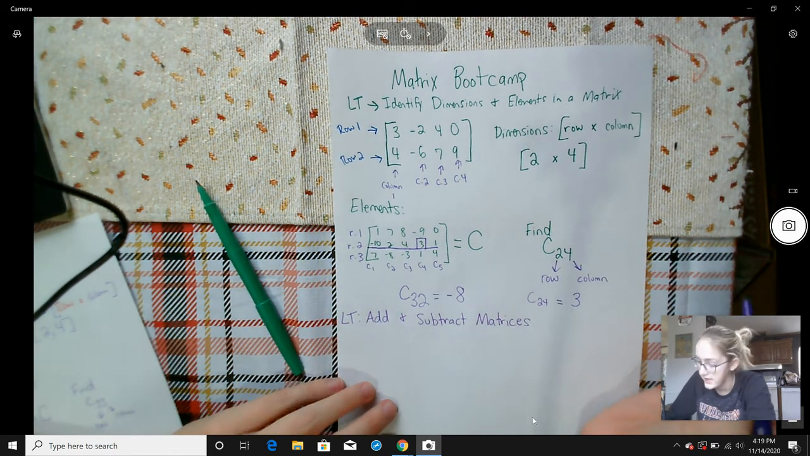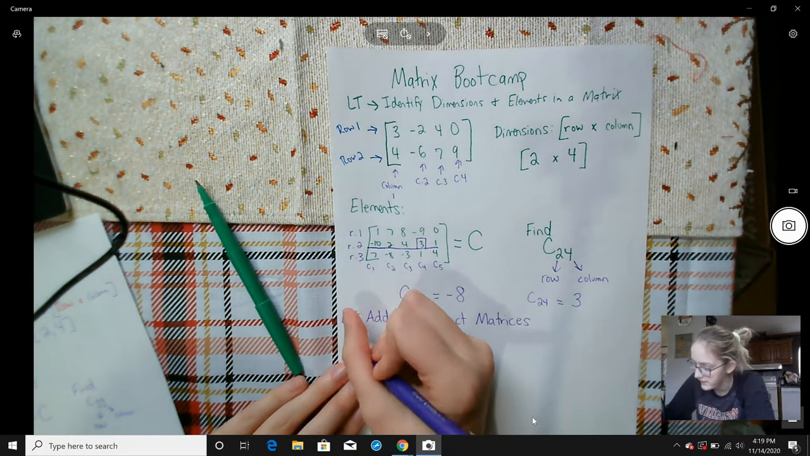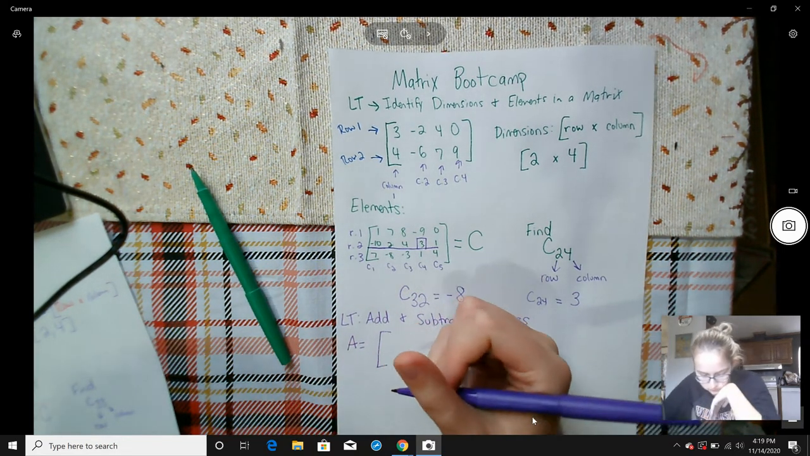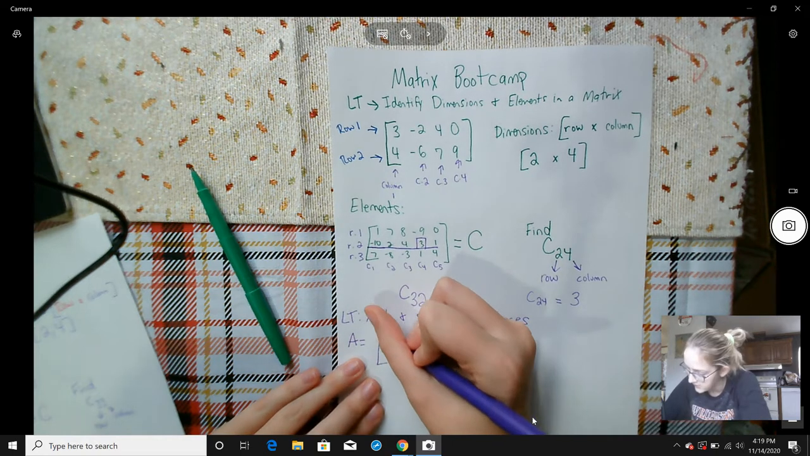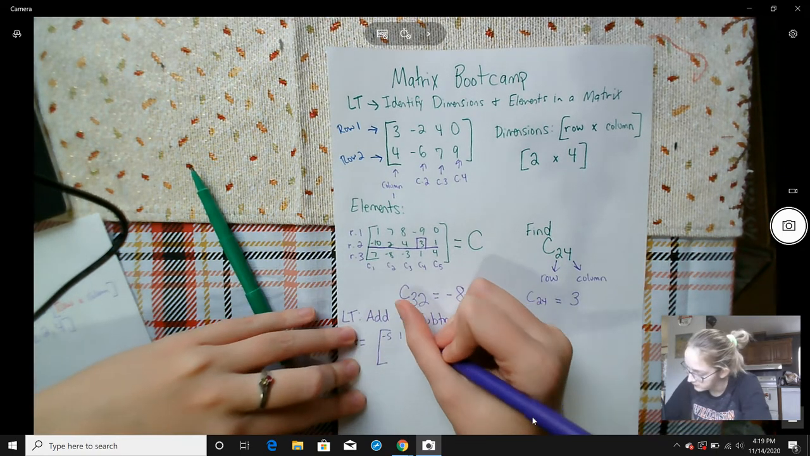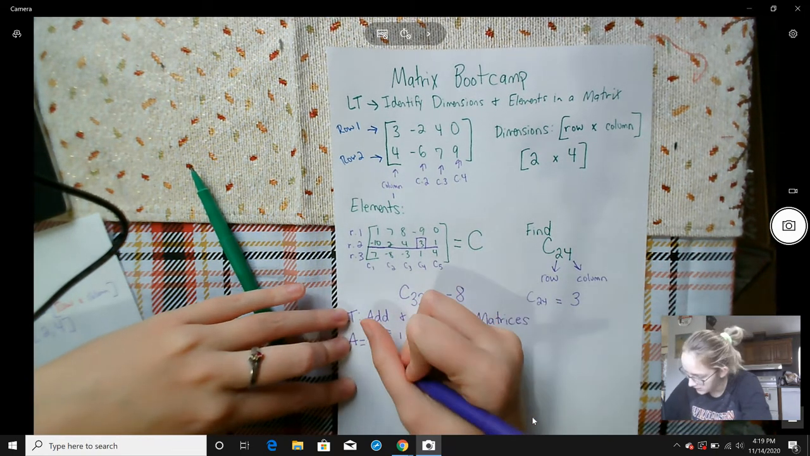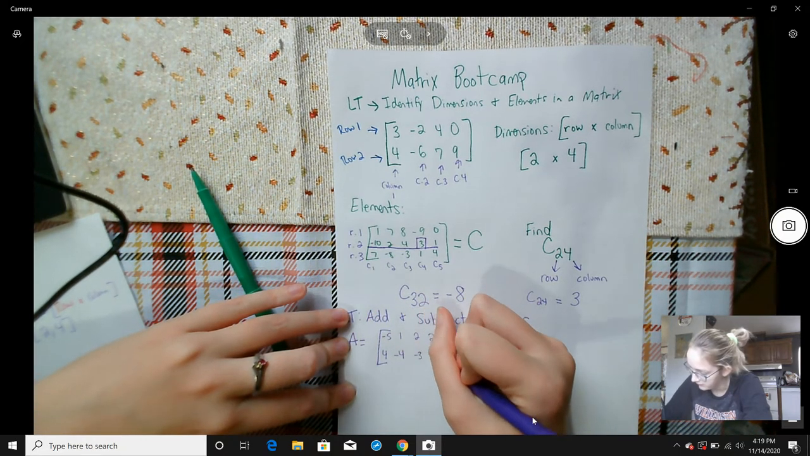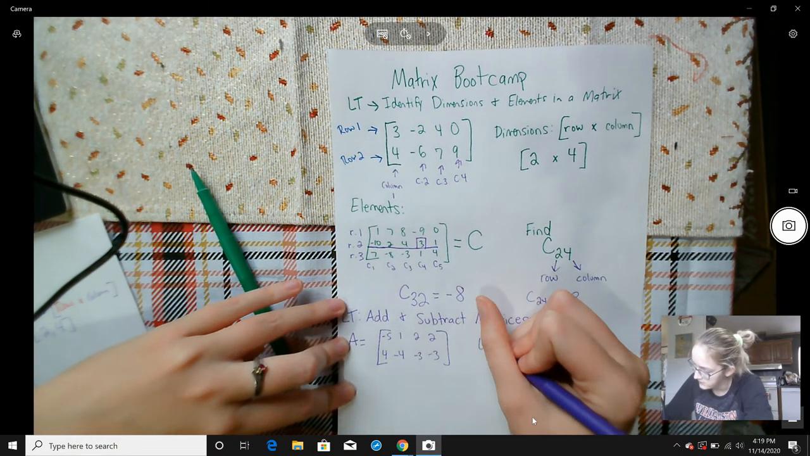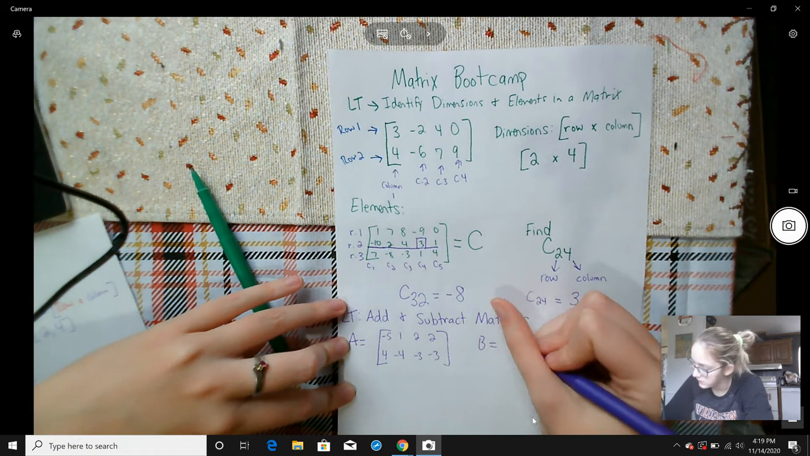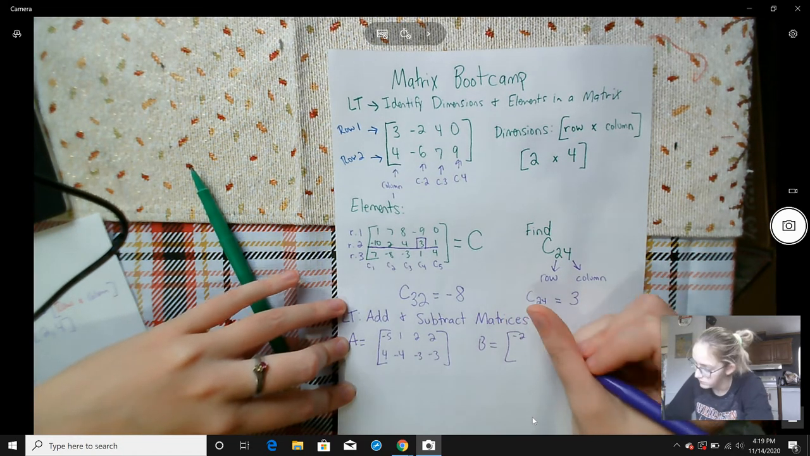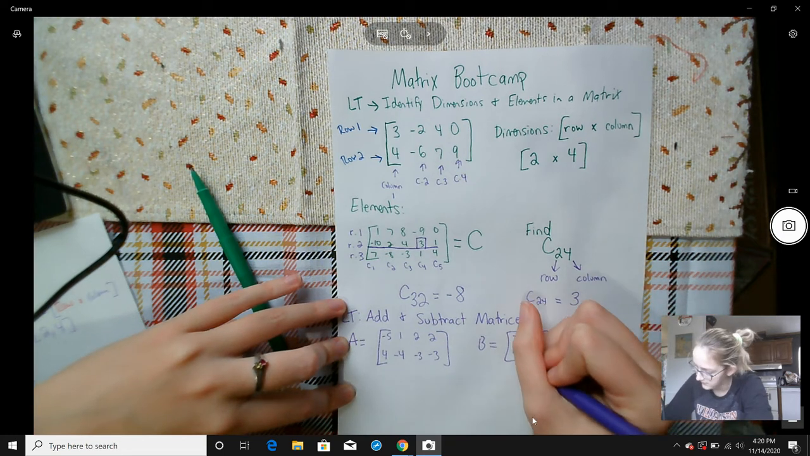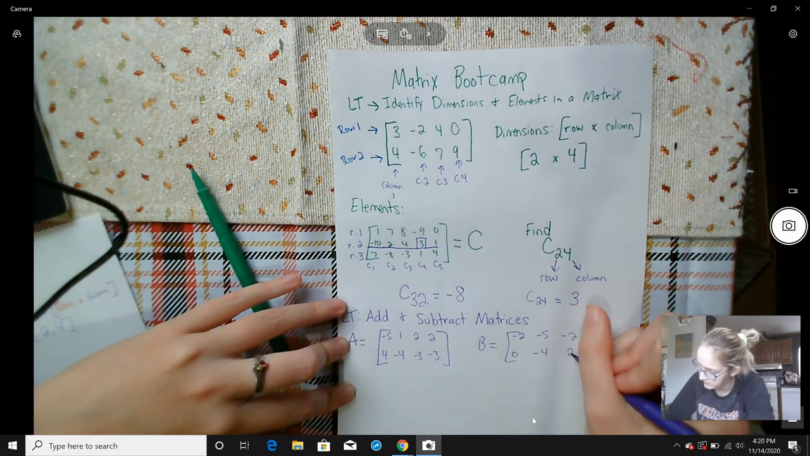So we want to add and subtract matrices. So let's say we have matrix A, which is going to equal -5, 1, 2, 2, and 4, -4, -3, -3. Then we also have matrix B, which is going to equal -2, -5, -2, 3, and 0, -4, 2, and -4.